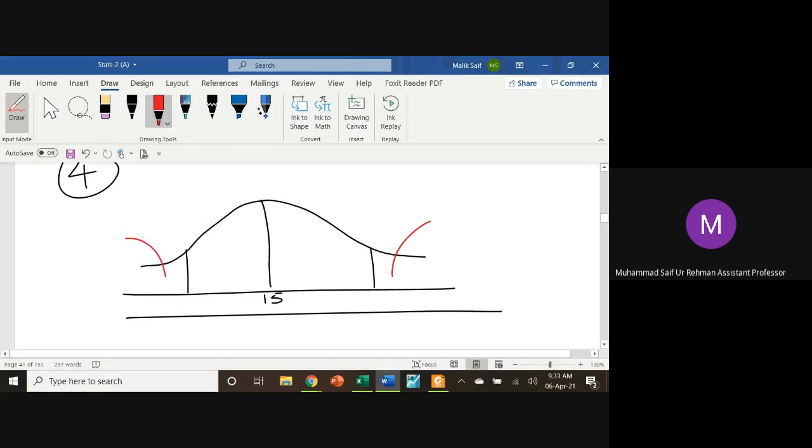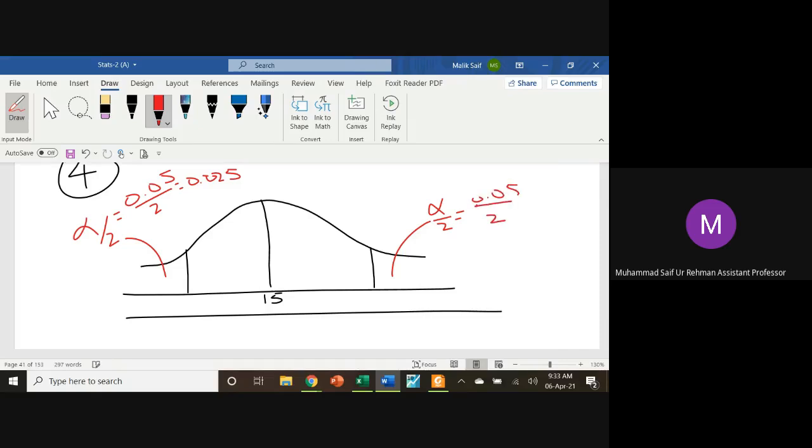So the given level of significance is 0.05. So alpha by 2 will be to this side, alpha by 2 will be to this side. So this is 0.05 divided by 2. The answer is 0.025. And similarly, in this case, 0.05 divided by 2. The answer is 0.025. You can check this if you have a calculator. If it is wrong, please correct me. Against 15, the value is 0. This is your t scale. This is your x bar scale.